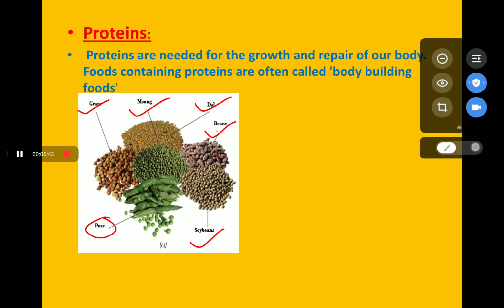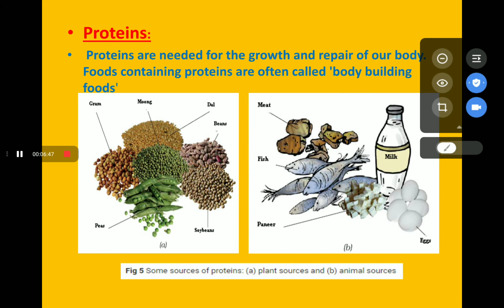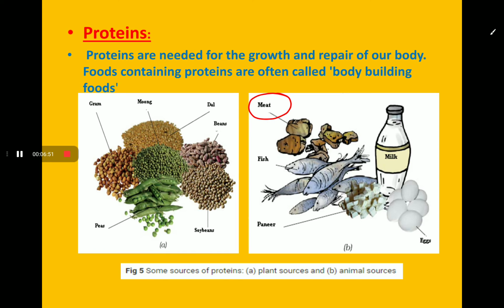Now, there are some animal sources of protein also. Animal sources of protein include meat, fish, paneer, eggs, milk. All these are obtained from animals and contain protein. So, these are the animal sources of protein.